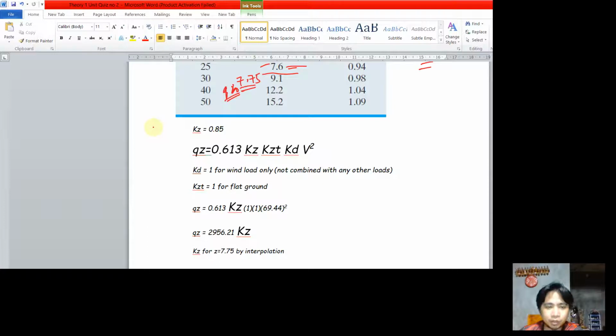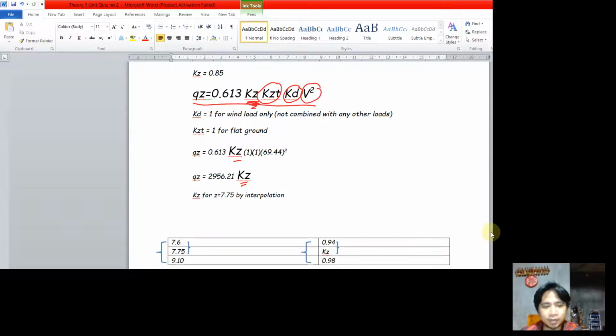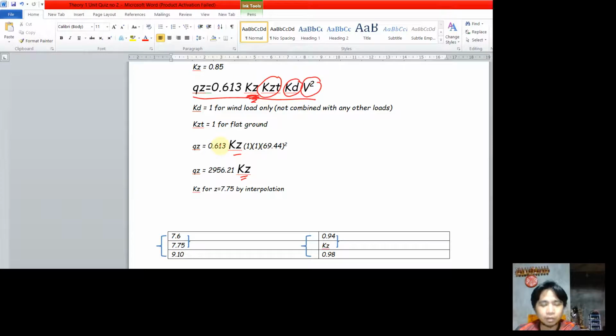So again, we use this Qz, substituting the values of Kzt and Kd as well as V squared. Kz here is left because we have to consider different values for Kz and Qz at different heights. However, we do not know yet what is the Kz for a certain height of 7.75. So that could be obtained by interpolation.